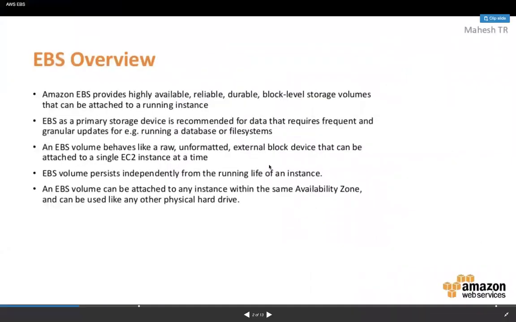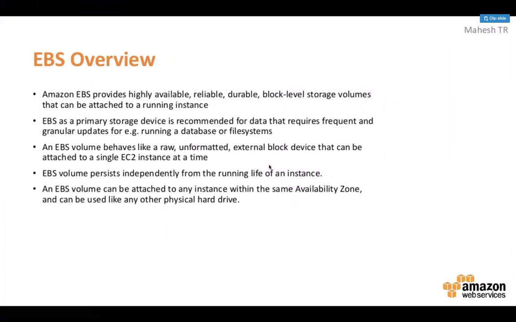So EBS provides a highly available, reliable, durable block level storage that can be attached to a running instance. It is basically attached to an instance, and one EBS can be attached to only one EC2 instance. One EBS cannot be attached to multiple EC2 instances, right? And necessarily that EBS and the particular instance with which you are attaching, they both should be in the same AZ. That is a very important point here.